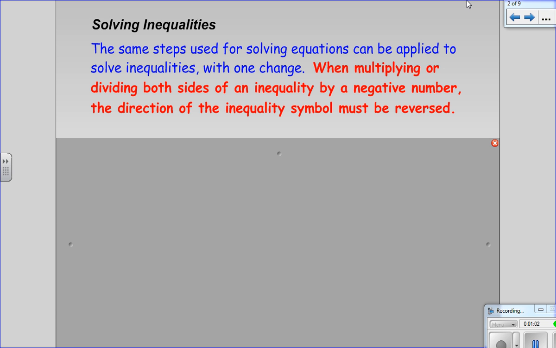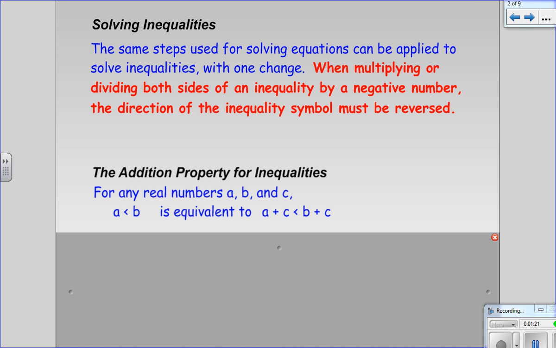So, when we're solving an inequality, we use the same steps we used for solving equations. There's one change. When you multiply or divide both sides of an inequality by a negative number, the direction of the inequality symbol has to be reversed. So just to review here, our addition property says that if you have an equation, you can add some number to both sides and the equation stays the same. That's also true for inequalities.